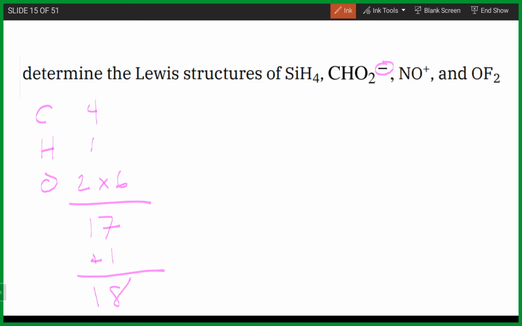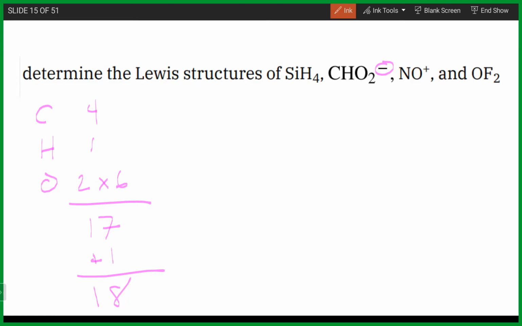So remember, with these ions, the only thing that changes in the process is that when we're calculating the valence electrons, we've got that one extra step to account for that charge. And then at the very end, once we do get the structure, we're just going to put brackets around it. And then whatever that charge is, we're going to put to the top right.